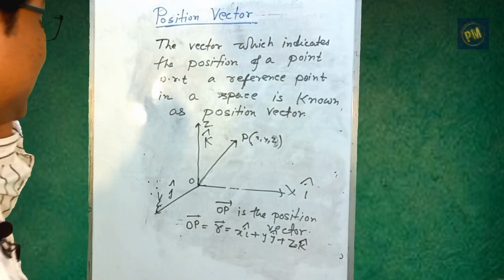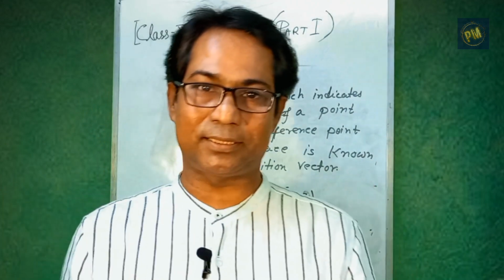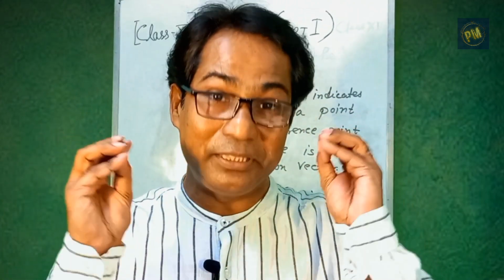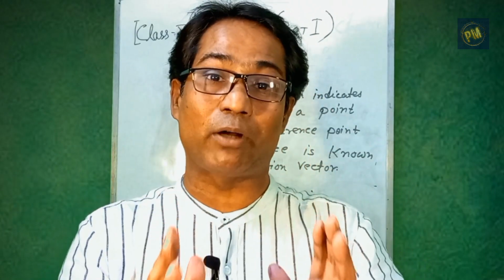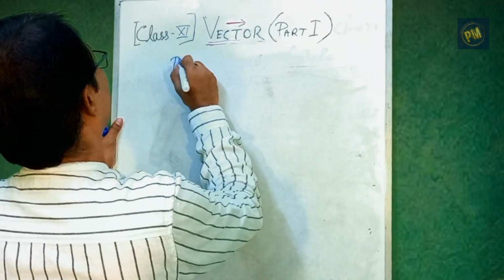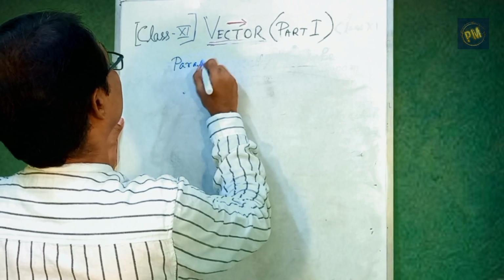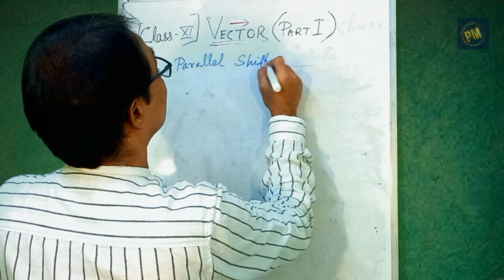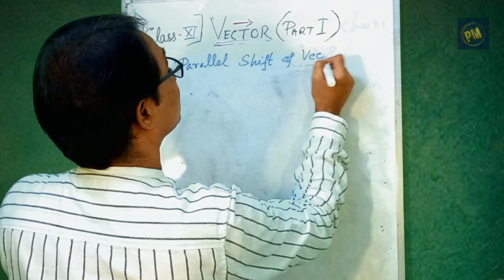k cap is the unit vector along the z direction. After discussing the types of vectors, now we will discuss a very important topic, parallel shift of vectors.